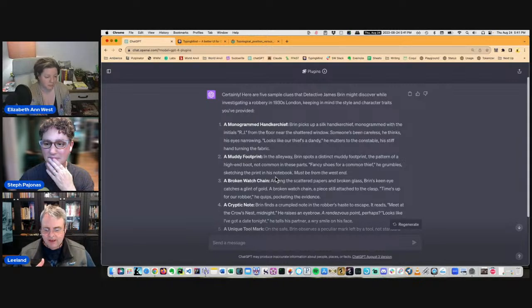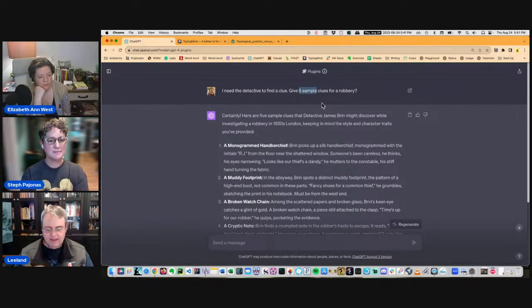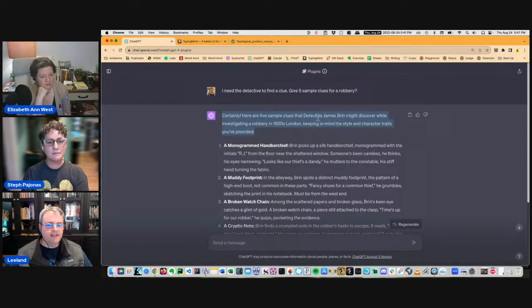So this is out of all the Pulp Fictions, the things included were clue, detective. The 5 samples is something that's being used in the loop system that's processing the thing, so it knows it's looking for that one. But essentially, it's detective, clue, and robbery. And then out of the custom instructions, it's 1930s London. You'll see it even comes back with five sample clues that Detective James Brim might discover while investigating a robbery in 1930s London. So it just tells you flat out, these are the things that I targeted.